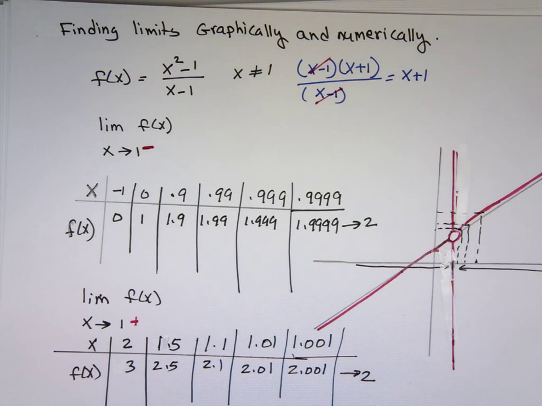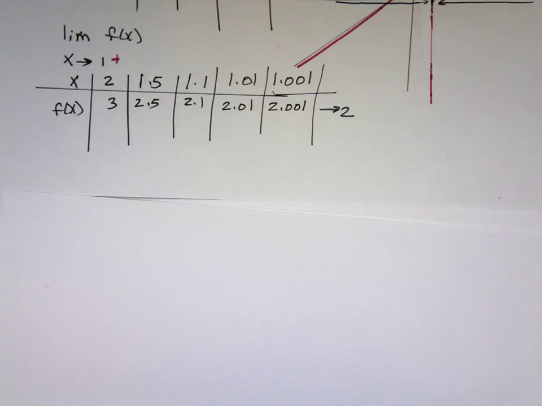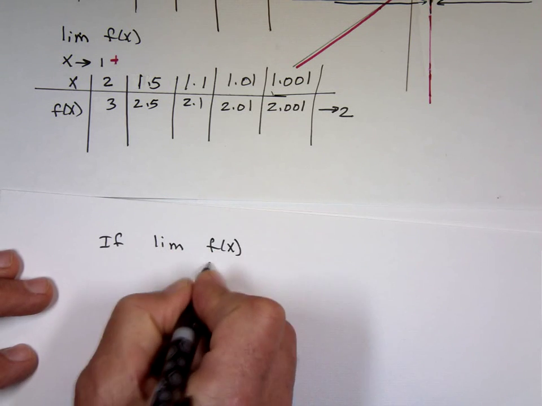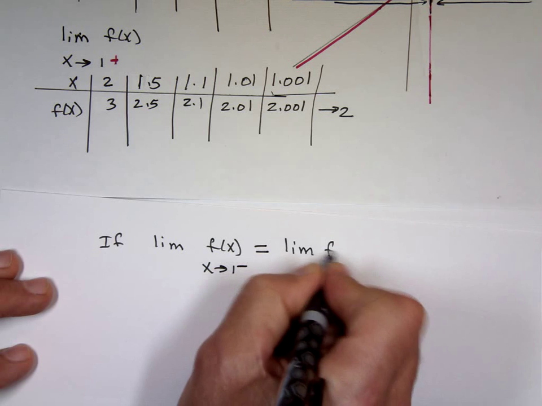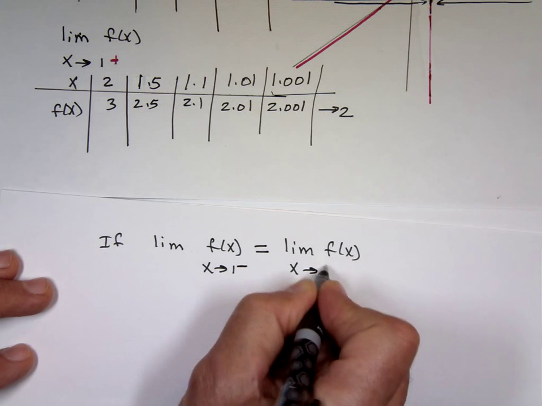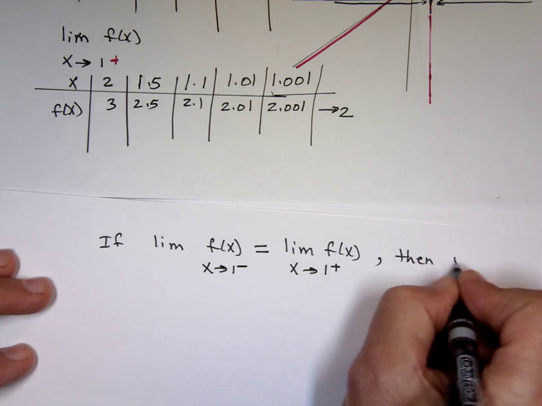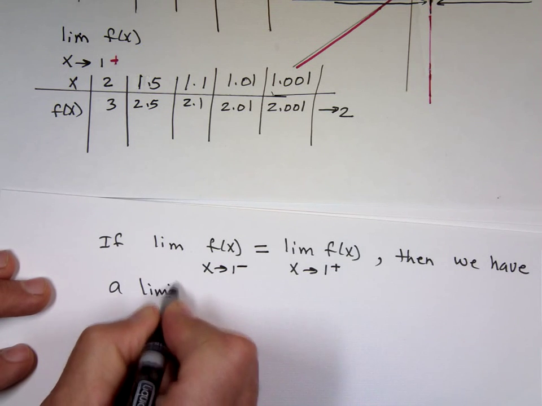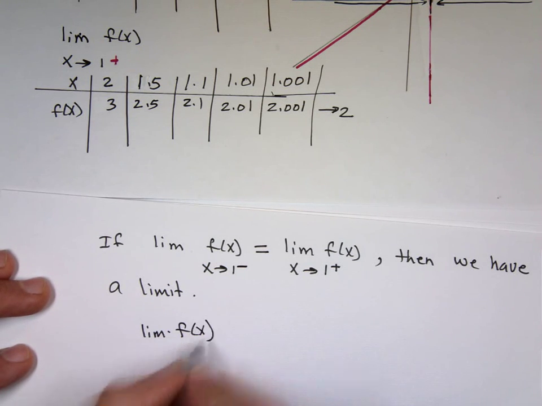When you do these limits, you're not going to have an answer every single time. But if the limit from the left side equals the limit from the right side, then we have a limit. So if the limit of f of x as x approaches 1 from the left side is equal to the limit of f of x as x approaches 1 from the right side, then we have a limit. If they're not equal, there is no limit. And we can say the limit of f of x without saying left or right as x approaches 1.